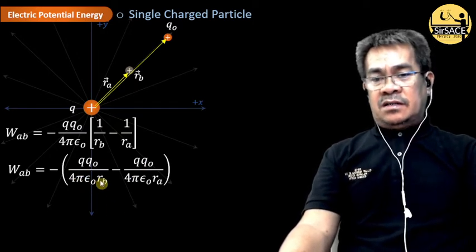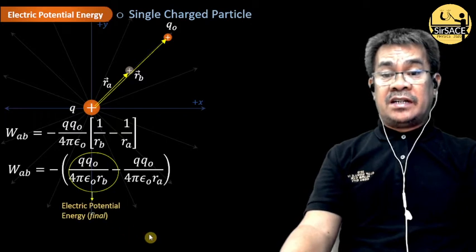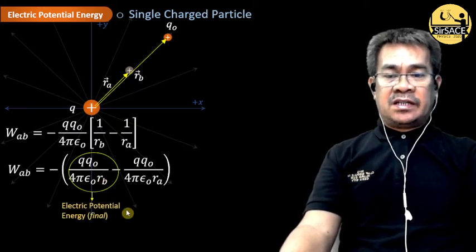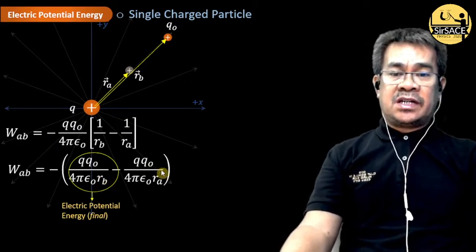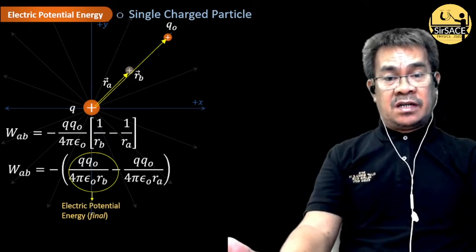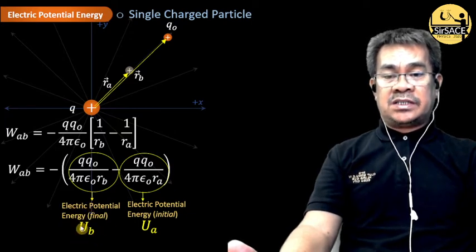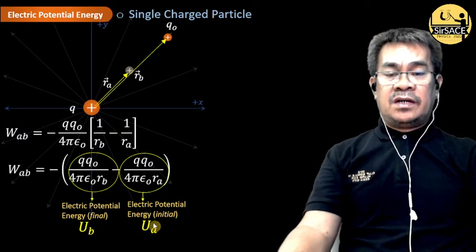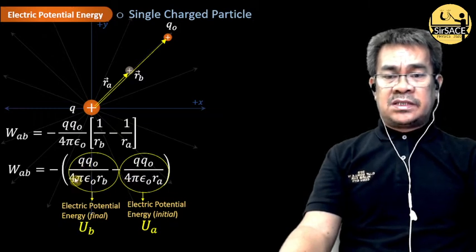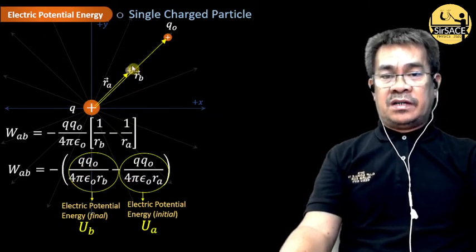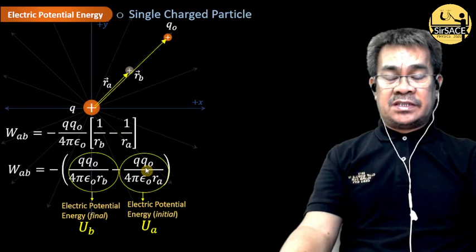Now, this one, we call the definition of the electric potential energy. So this is called the electric potential energy final. Final because RA is the position final, which means that the second term is also an electric potential energy, and that is initial. So we assign UB as the electric potential energy in the final position, and UA as the electric potential energy in the initial position, which means that inside this one is just the energy of the charges from initial towards the final, and this is final minus initial.